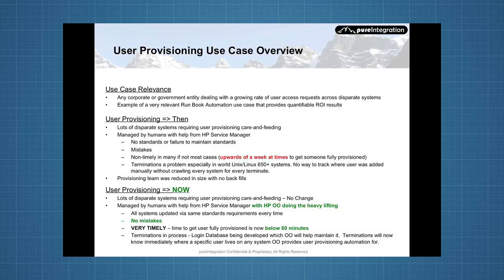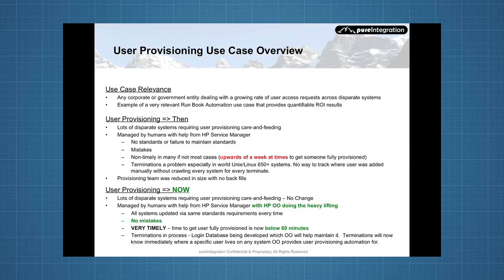Now, what good things come from that? All the boxes that OO touches and makes changes to are now done via the same standards every time, all the time, without exception, which means that the fat fingers are gone. The first name and last name information comes out of AD directly, which means that it matches AD every time, all the time.